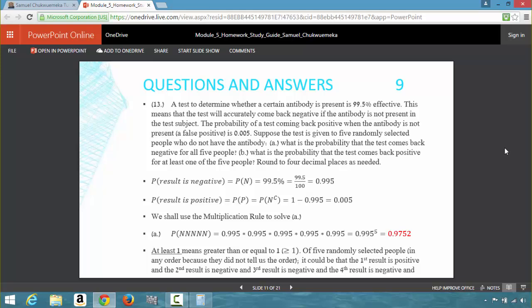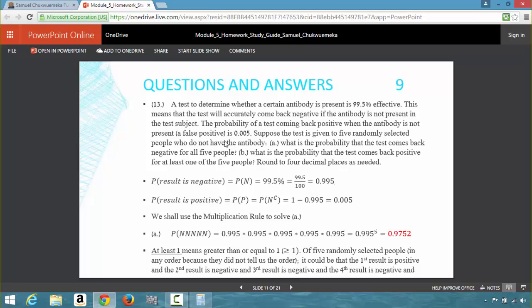Suppose the test is given to 5 randomly selected people who do not have the antibody. Question A. What is the probability that the test comes back negative for all 5 people? They said here the test will come back negative if the antibody is not present. So the probability of negative is 99.5%, which is 99.5 divided by 100, which will give us 0.995.